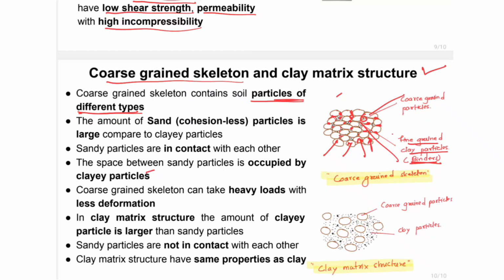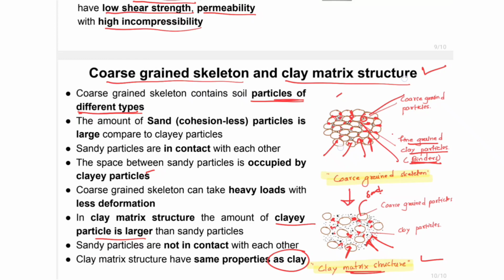Then in the coarse grained skeleton, clay matrix structure, the amount of clay particles is higher than the amount of sandy particles. And as the amount of clay particles is higher, the sandy or coarse particles are not in contact with each other, as the clay medium is higher. This clay matrix structure has properties similar to clay soil, and this structure behaves like a completely clay soil.